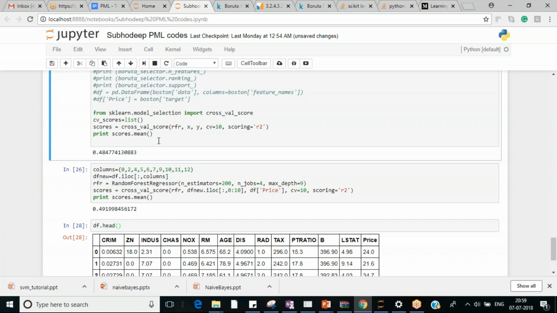Now Sunil has a question. What is R square? So just park your question on that. Once I go back to my iPad, I'll explain what R square is. Just park your question there. Now see, what I've done is I've selected only those features which are important, and I'm now trying to fit a new random forest with 200 trees and max depth equal to 9. Let's see what the score is.